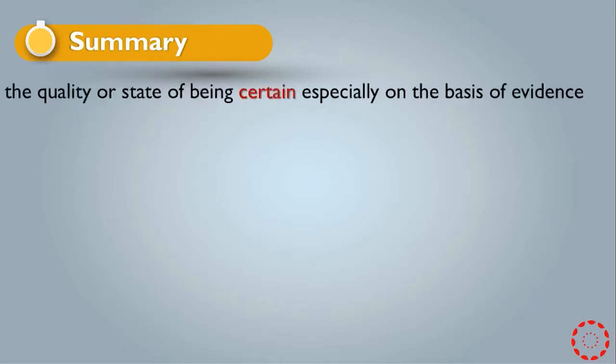Now we have the summary of expressing certainty, which is a very easy subject. It is the quality or state of being certain, especially on the basis of evidence. When we see something that is certain or confident, we use the expression of certainty.